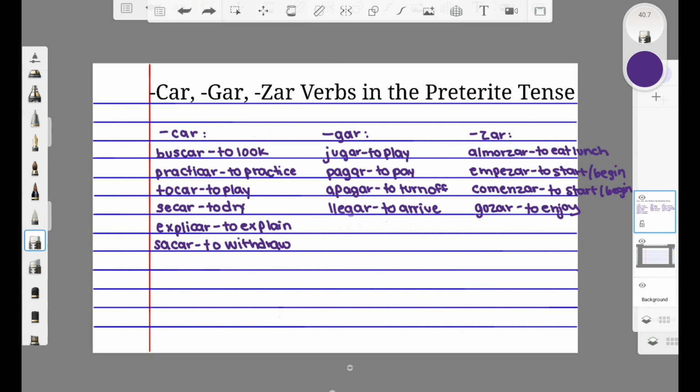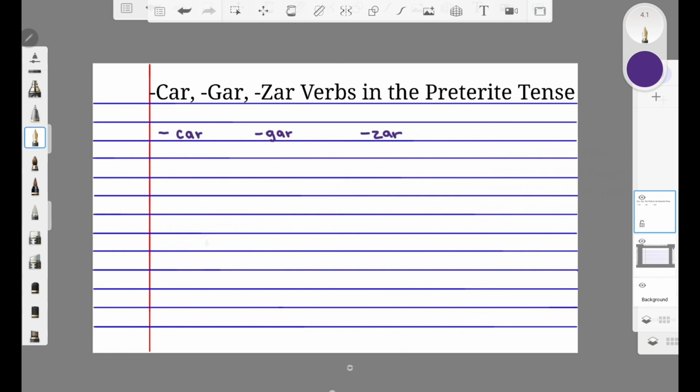So as you can see, there's a lot of car, gar, zar verbs, but the good thing is that you don't need to memorize them as the irregular verbs in the preterite tense in the yo form, because you can just see that all of these end in car, gar, or zar. If you ever see this, you can tell from the word itself, and since there is a specific rule, you can just apply that rule to these verbs in the preterite tense in the yo form. So what is that rule? Let's go over the 3 rules for each separate irregular verb.